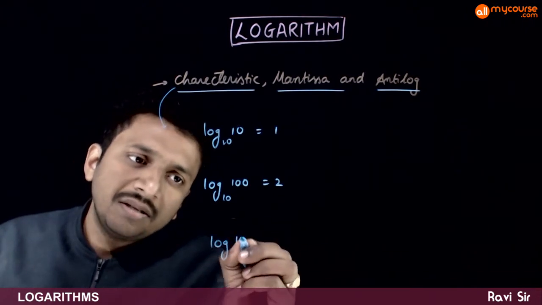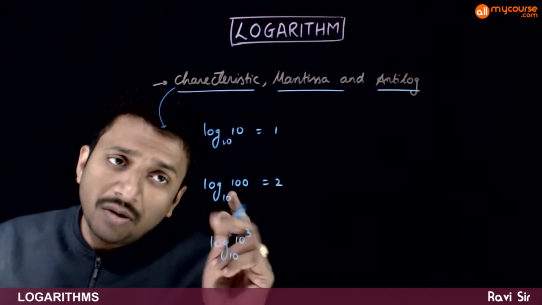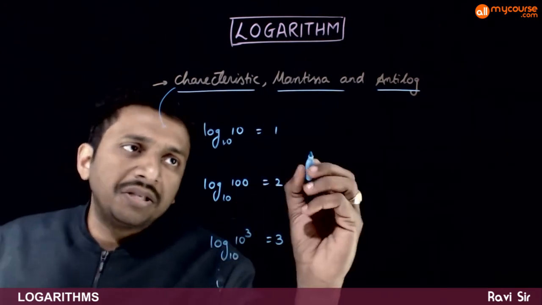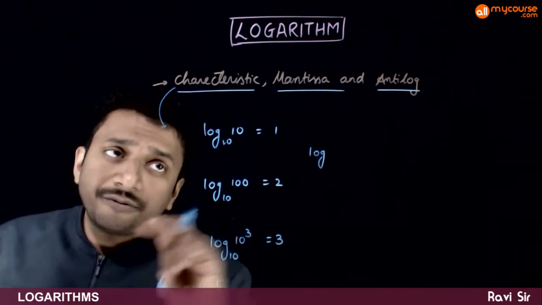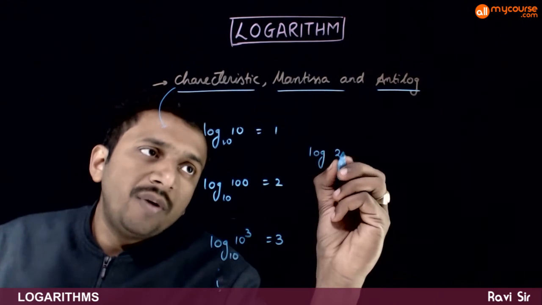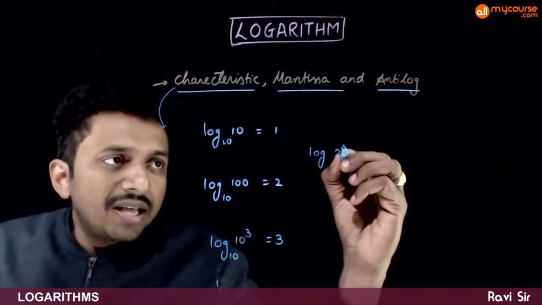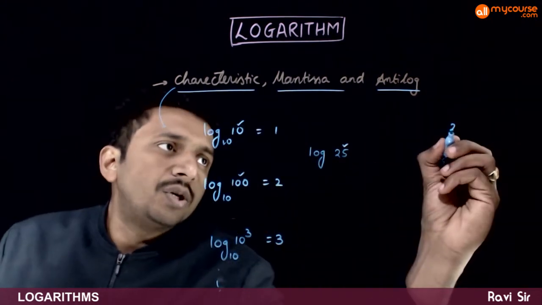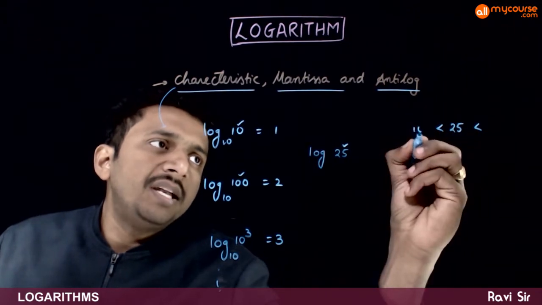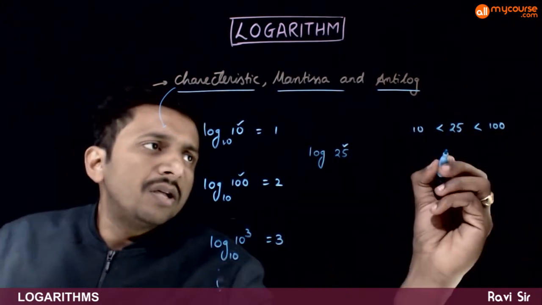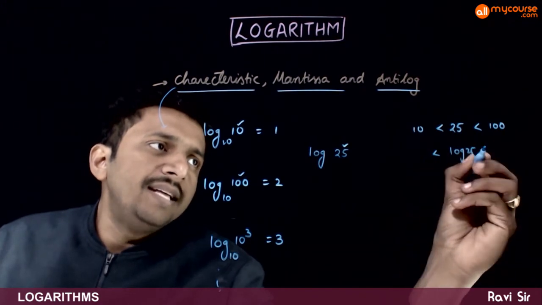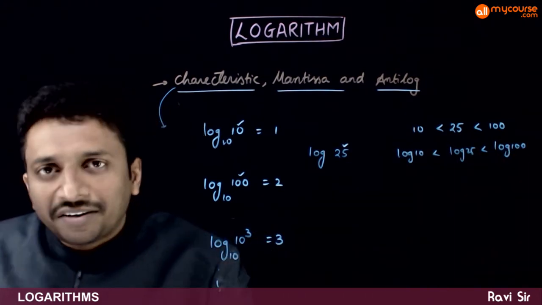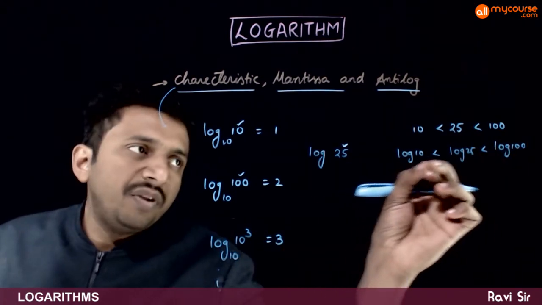And log 10 cube to the base 10, that is log 1000 to the base 10, is equal to 3, and so on. Now if I ask you a question, what is logarithm of 25? As you can see, 25 lies between 10 and 100, so log 25 lies between log 10 and log 100.